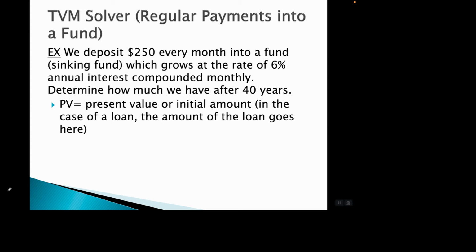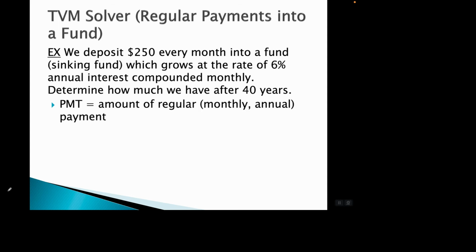PV is the present value, or the initial amount. In case of a loan, the amount of the loan goes here. In this case, PV equals 0. There is no initial amount.